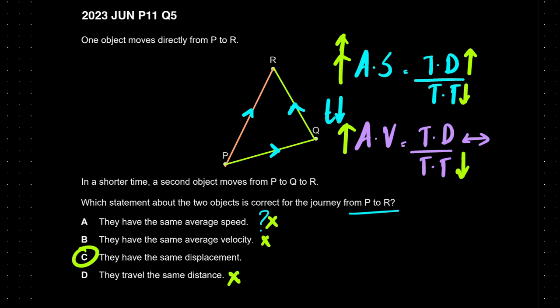But remember that a good A and an A star candidate knows why the correct options are correct, and he or she also knows why the other options are wrong. So I'm just explaining to you guys why the other options are wrong.